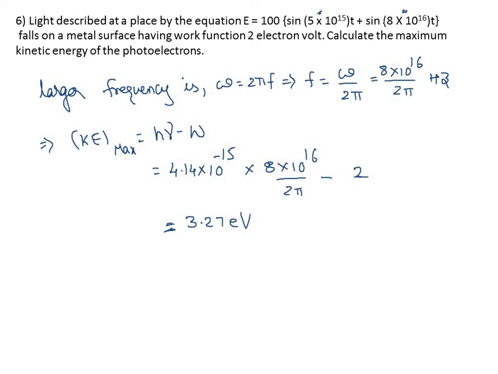Omega values, let's go for the substitution. 8 into 10 power 16, that's it, right? The largest of the entire combination. So that's it. So 8 into 10 power 16 by 2 pi hertz. So keep this aside. Now substitute in the equation. K max equal to h nu minus w.